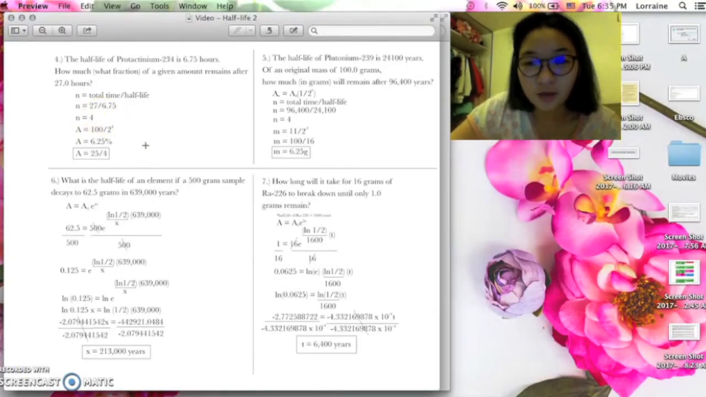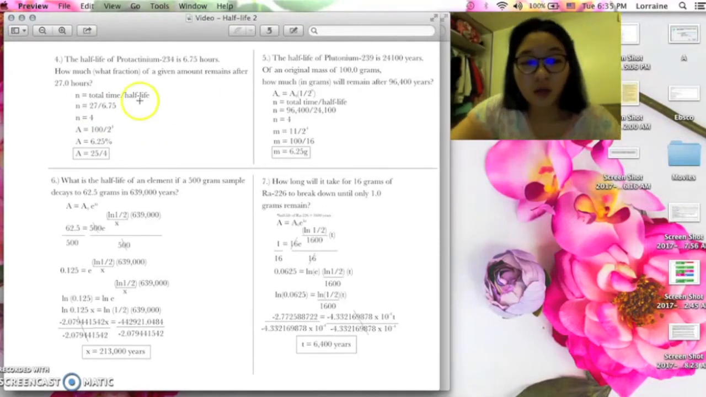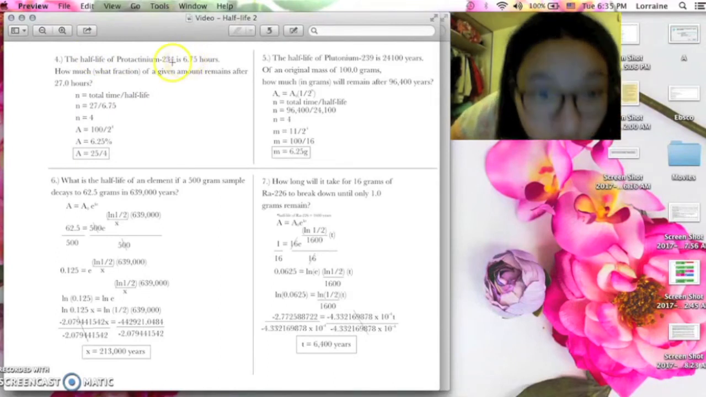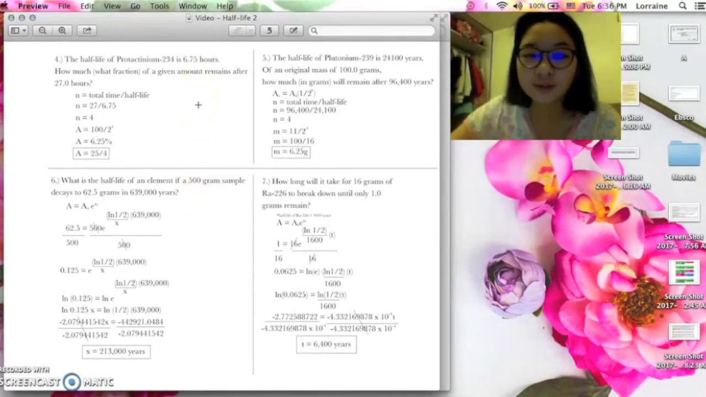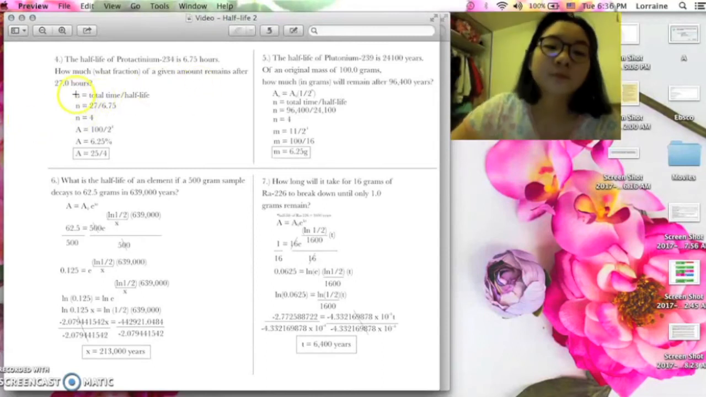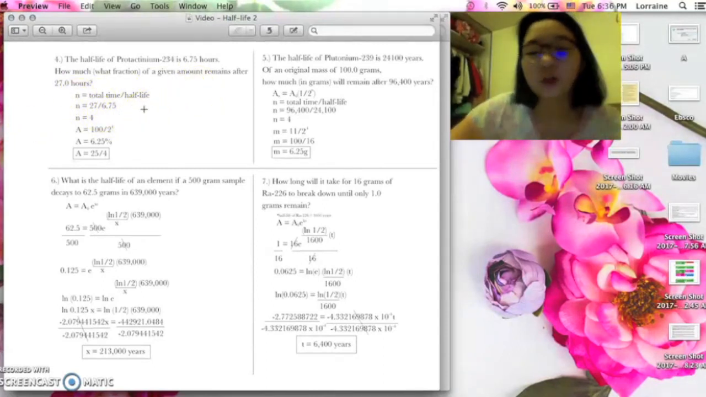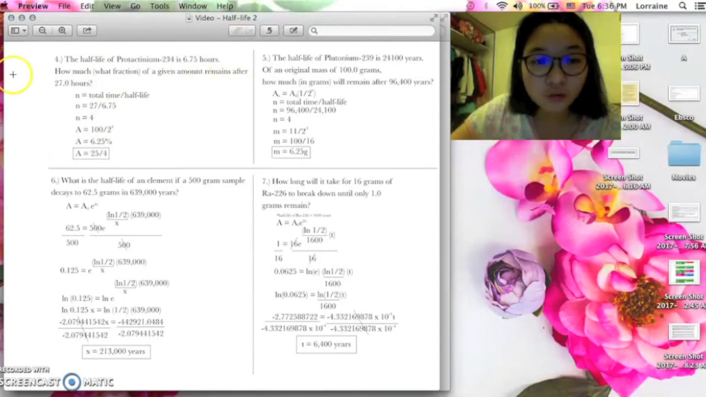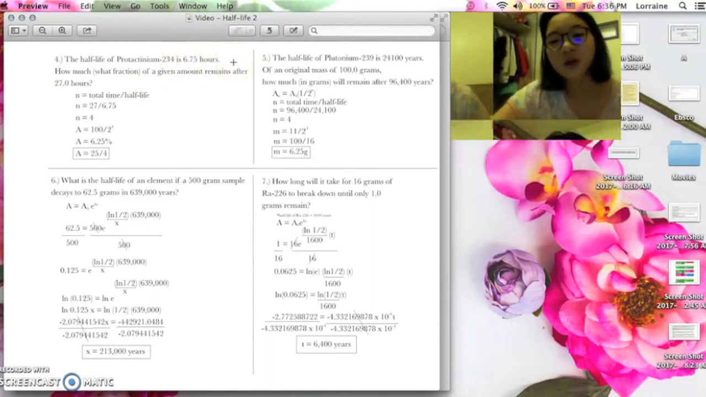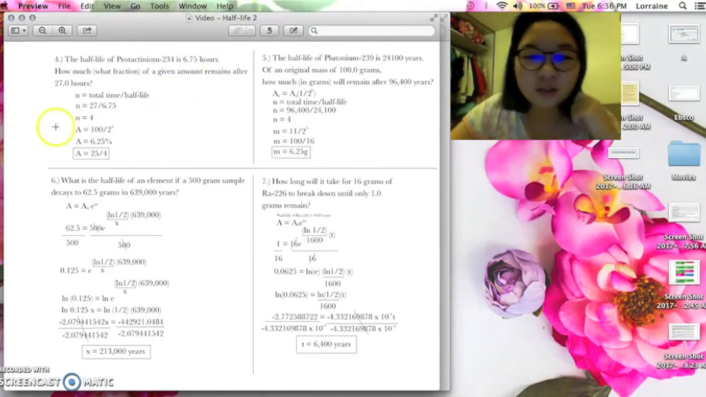So for our next problem, the half-life of Protactinium-234 is 6.75 hours. What fraction of a given amount remains after 27.0 hours? So, n equals total time over half-life. We use this equation again, like what we used in number 3. Our total time here is 27 hours, and we divide that by the half-life, which is 6.75 hours. Through our calculator, we get n equals 4.